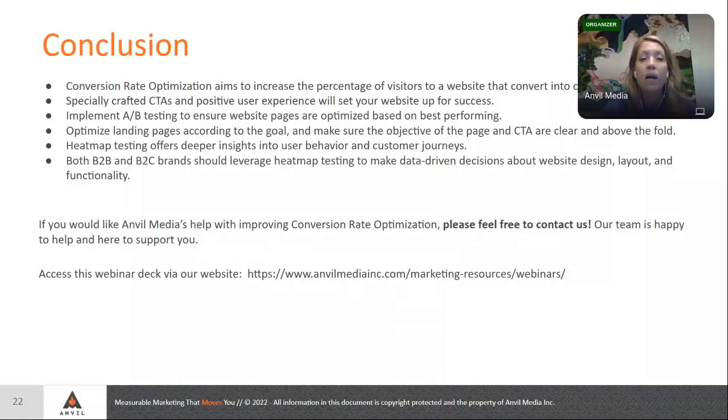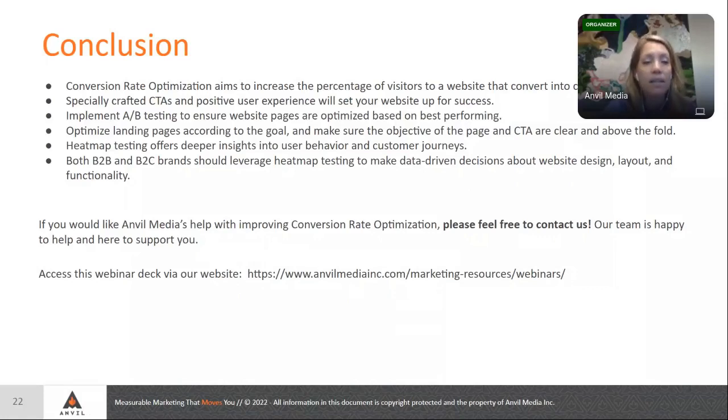A/B testing is very helpful to ensure web pages are optimized. We can understand which are best performing using A/B testing. We recommend optimizing landing pages according to your ultimate goal. In order to optimize the landing pages, make sure the objective of the page and the call to action are both clear. And we also recommend that they are above the fold to make it immediately visible and immediately accessible to users who come to the landing page.